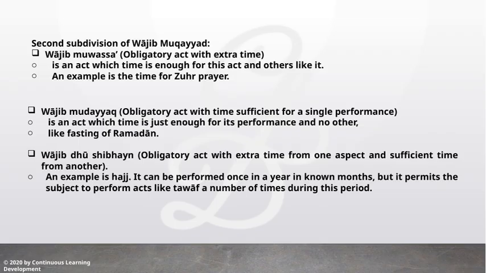Now, let's talk about the second subdivision of wajib muqayyad, which is wajib muwasa. This refers to obligatory acts where the allocated time is sufficient not only for the act itself, but also for performing other similar acts. An example here is the time allocated for zuhr prayer. You have enough time to perform zuhr and also to perform other acts related to it, giving you some extra room to complete your obligations comfortably. Understanding these distinctions helps us see how different acts are structured in terms of timing, and it connects to the overall theme of balancing obligation and flexibility in worship and duties.